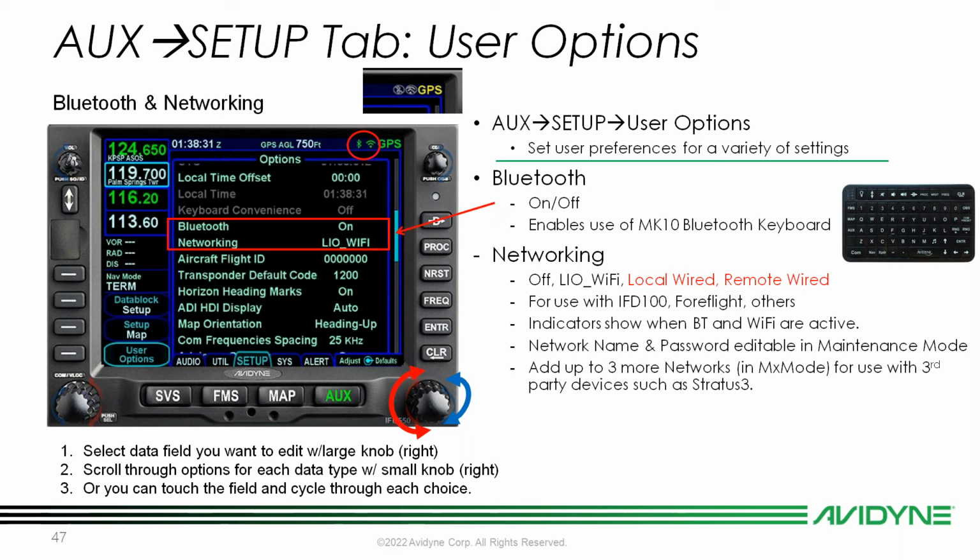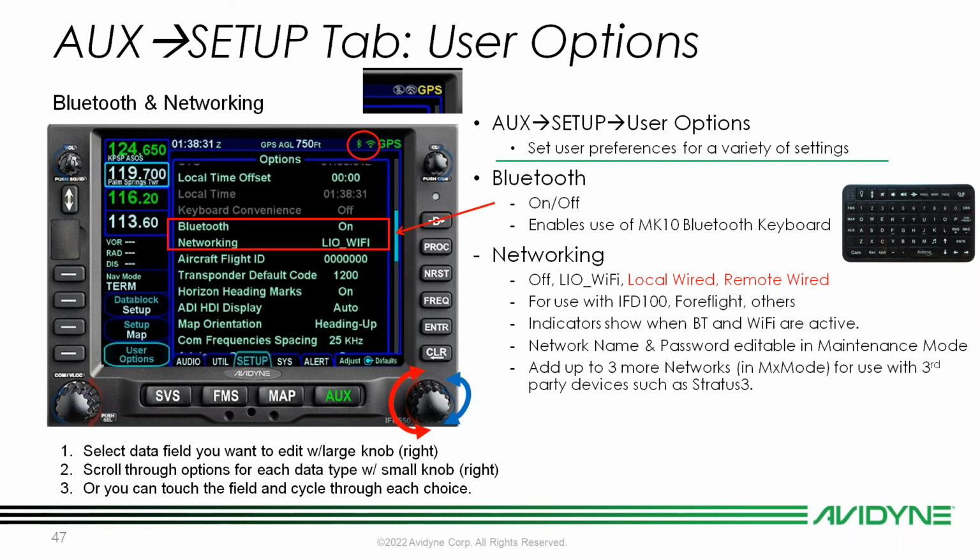But that's how we're going to use the IFD 100. That's how we're going to use ForeFlight, FlyQ, and all those other third-party apps that we interface with. And once we do that, we're going to get some indications on the top right of the IFD screen to show us when the Bluetooth and the Wi-Fi are active. Once everything's up and running, those icons are going to turn green. And of course, we can add up to 3 more networks in maintenance mode for use with the third-party devices that we normally do.